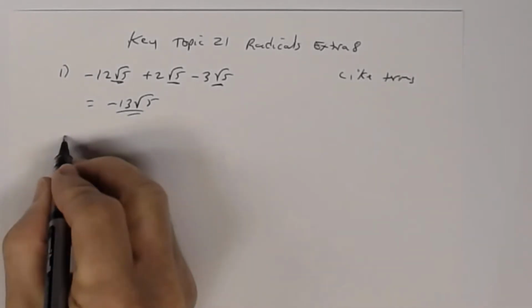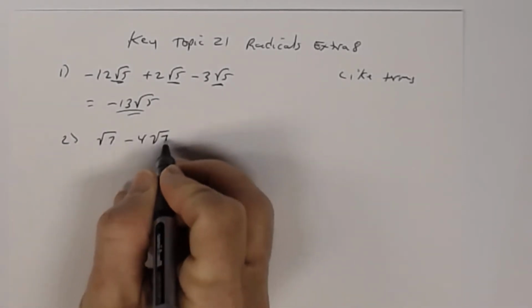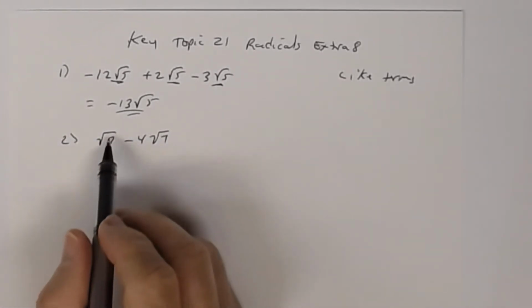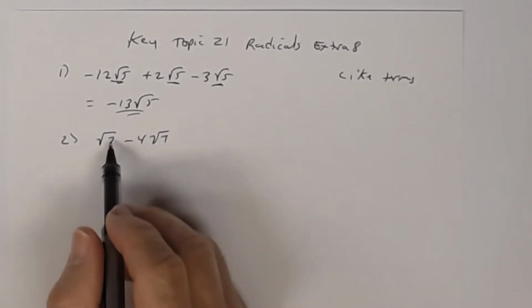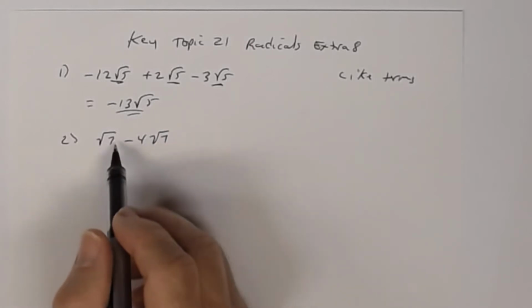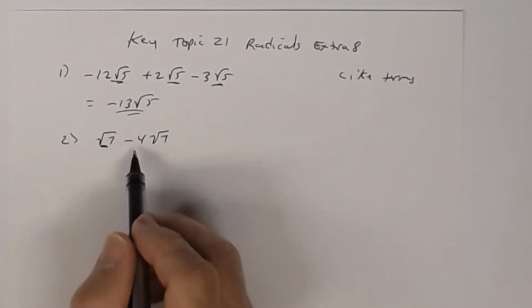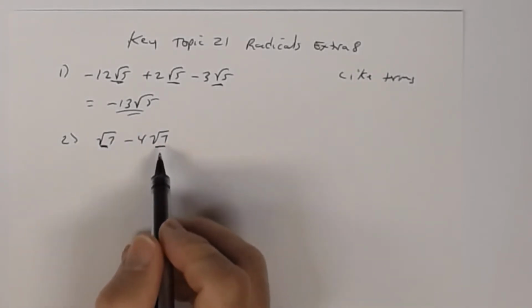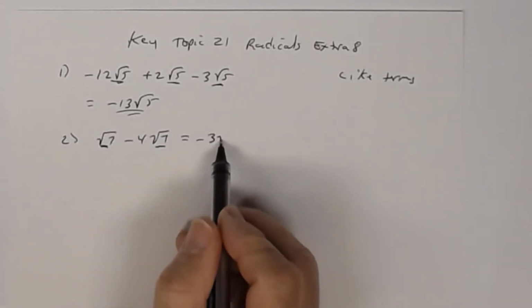All right, so number 2, we have the square root of 7 minus 4 square root of 7. Again, this is an easy one because, first of all, you cannot simplify the square root of 7 any further. The only perfect square that goes into 7 is 1. But notice that there's no number there right here. That's understood to be a 1. So you have 1 square root of 7 and a negative 4 square root of 7.